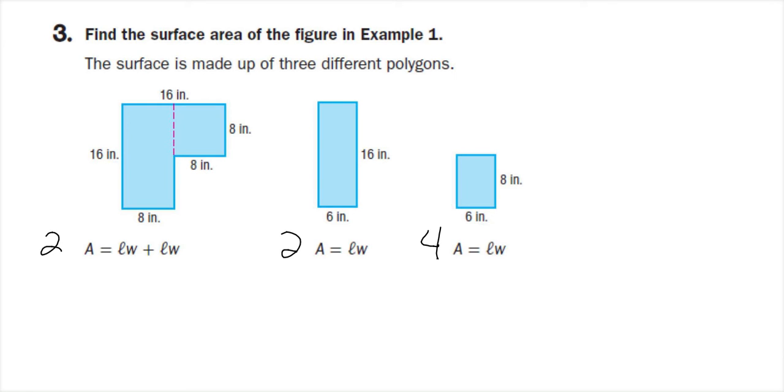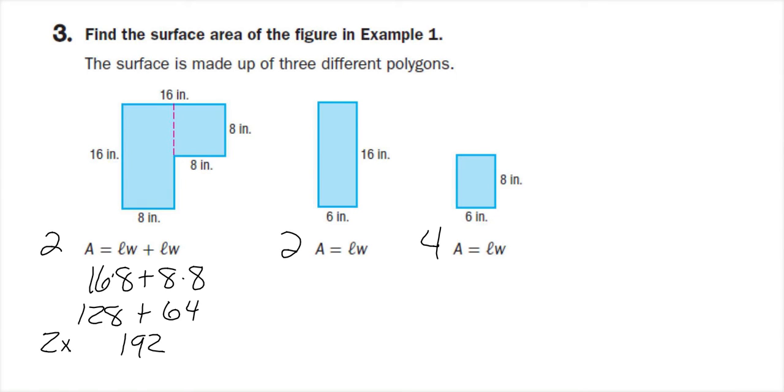Okay, so we've got to do the length and the width. So we're going to do 16 and 8 plus, and then we'll have 8 and 8 over here. So 16 times 8, which is 128, plus 64, it's 192. And we need 2 sets of those. It's 384. Okay.